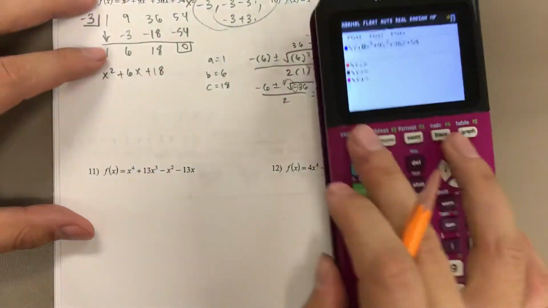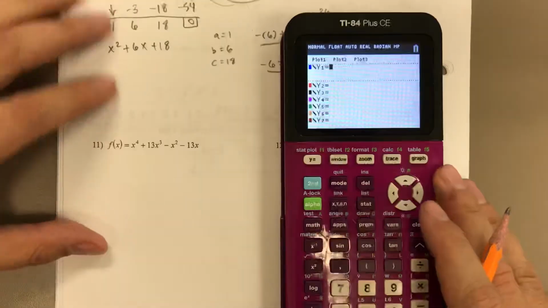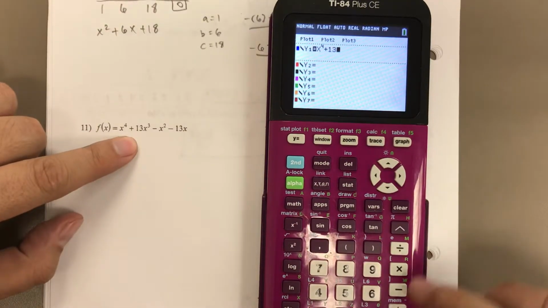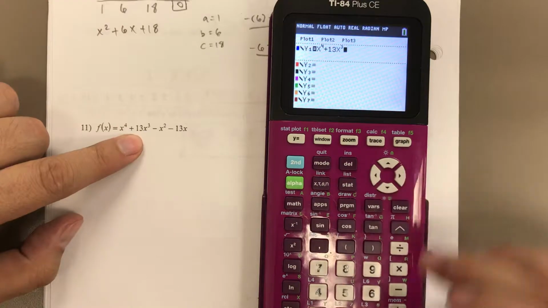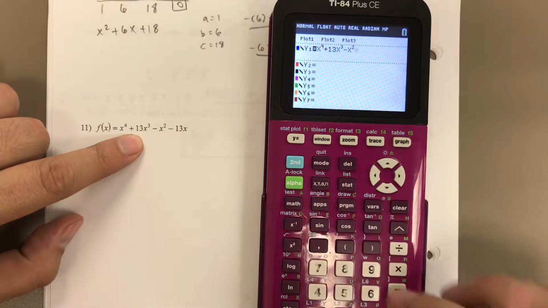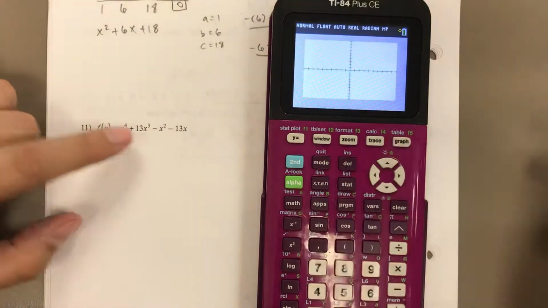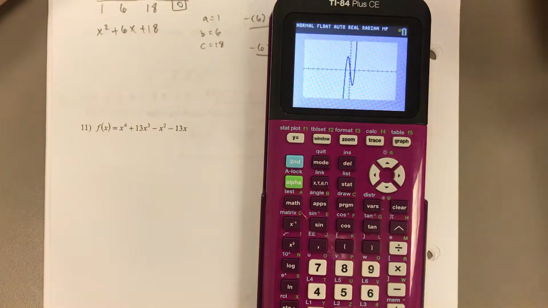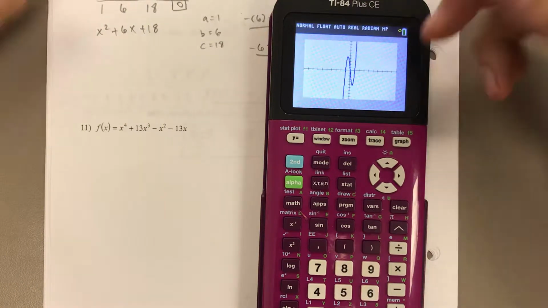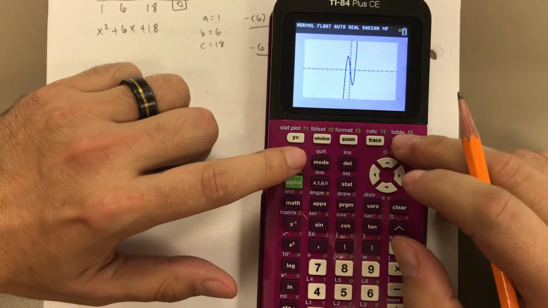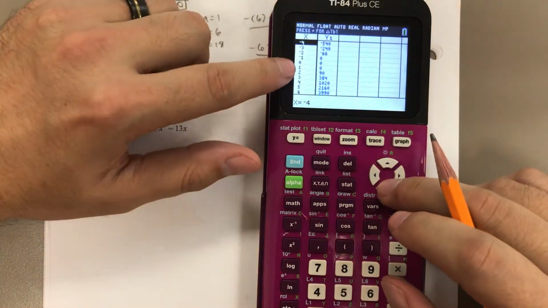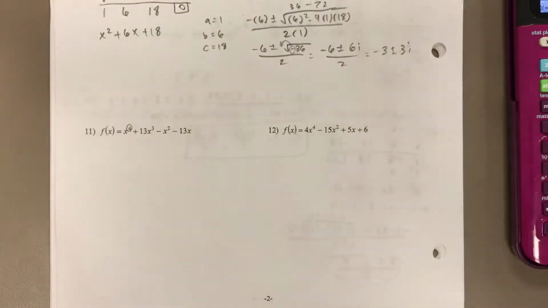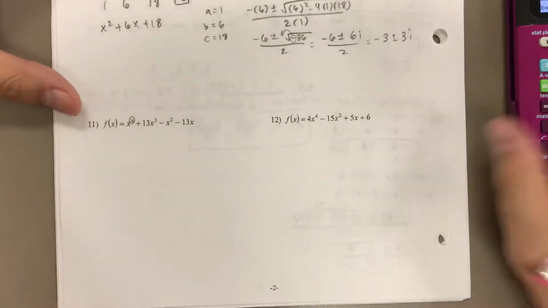So for number 11, I'm going to go ahead and type that in first from my graphing calculator. x to the 4th power plus 13x to the 3rd power minus x squared minus 13x. Graph. All right, let's see what our zeros are. All right, looks like we've got negative 1, 0, and 1. Let's verify that on our table. Yeah, negative 1, 0, and 1. That's 3 of them, but I have 4 that I'm supposed to find. Okay, let's try and see what we can get with this. So we at least know 3 of the zeros.